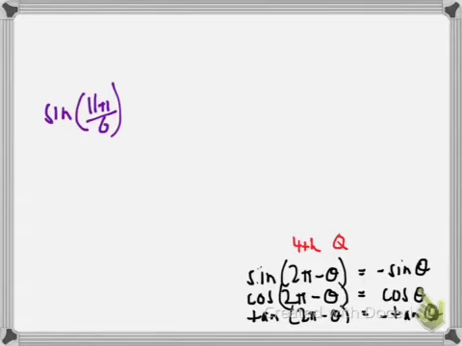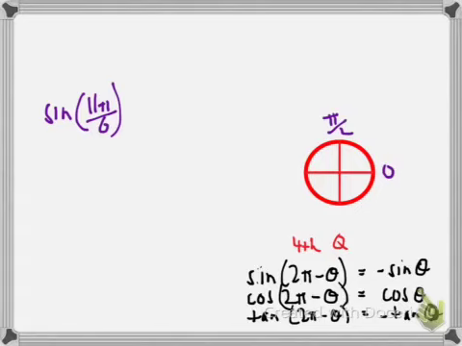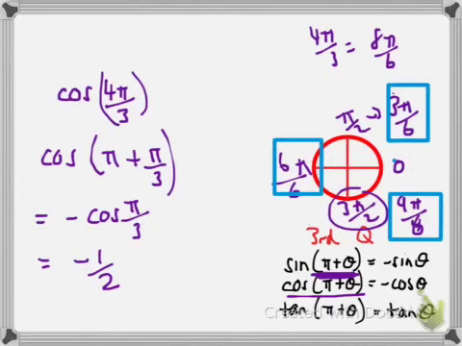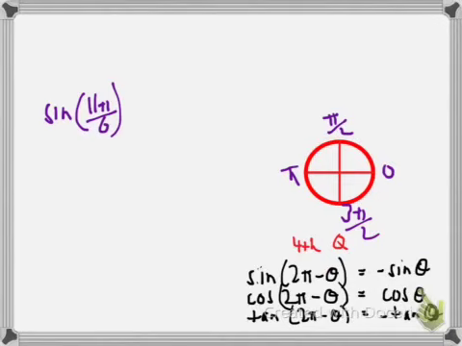Sine 11 pi on 6. Here's our circle with the 4 quadrants. So we've got 0, pi on 2, pi and 3 pi on 2. As mentioned in the last unit circle, you can see in blue there, I've still got them. That's 3 pi on 6, 6 pi on 6, 9 pi on 6. And I'll move that a step further, around 12 pi on 6, so square around that one as well. So this time we've got 11 pi on 6, so that's the fourth quadrant.